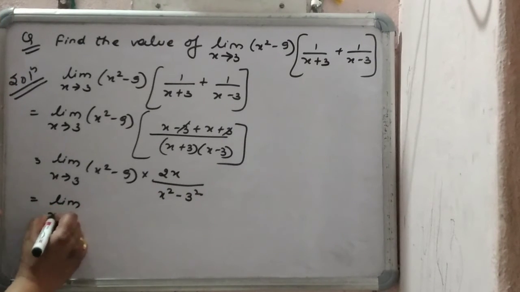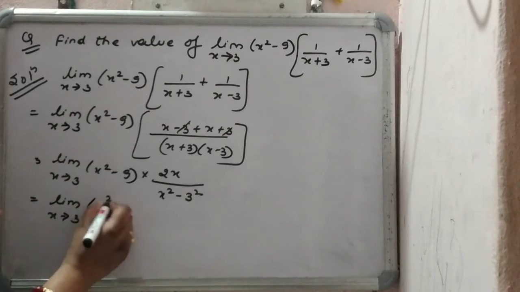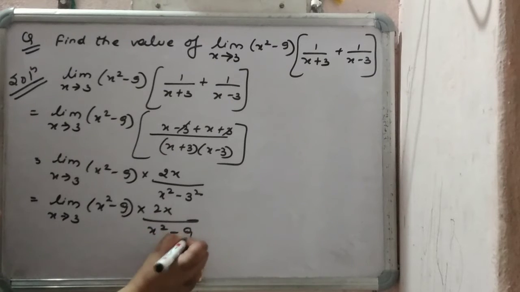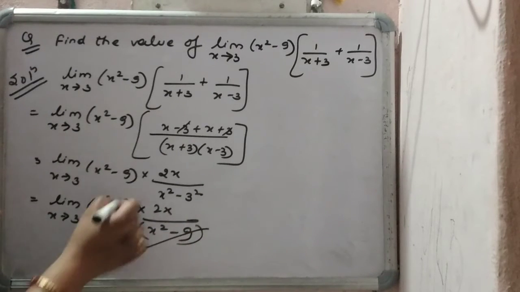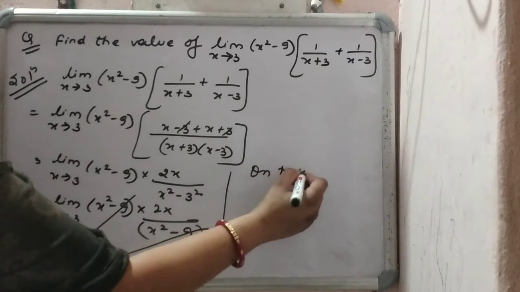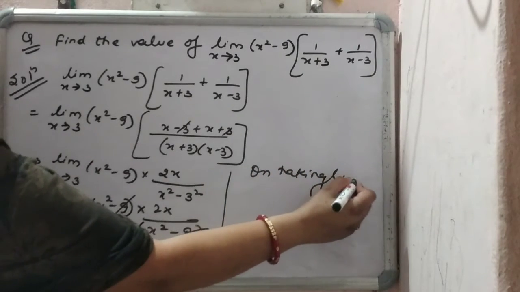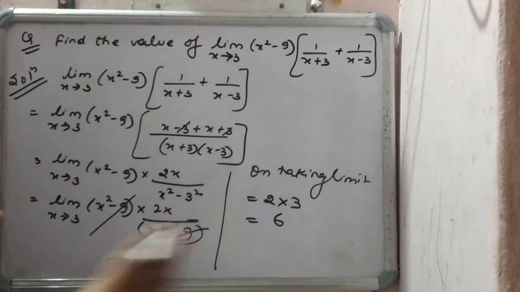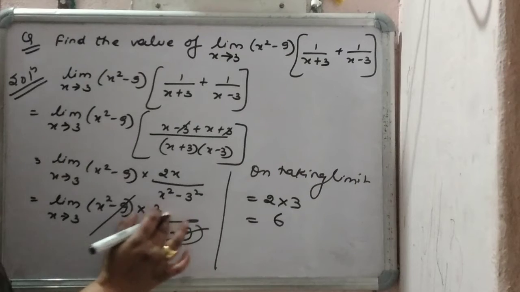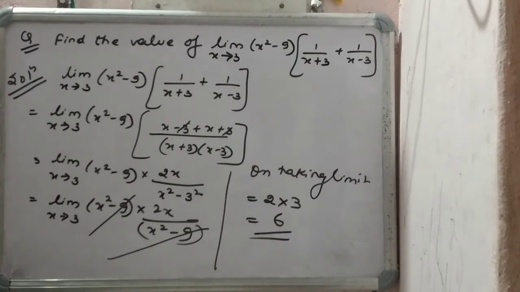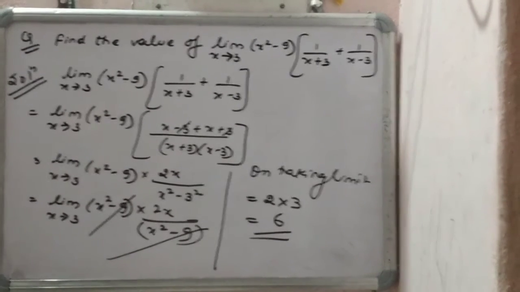And here the limit x tends to 3 of (x square minus 9) into 2x, and down also x square minus 9. Both values are the same, so we can cancel this one, and directly on taking the limit, what value do we get? Directly you can write 3 in the place of x. Only 2x is left, na? This is 2x, so you will get the answer 6. So in this way you can solve the questions, children. Try to solve more questions.